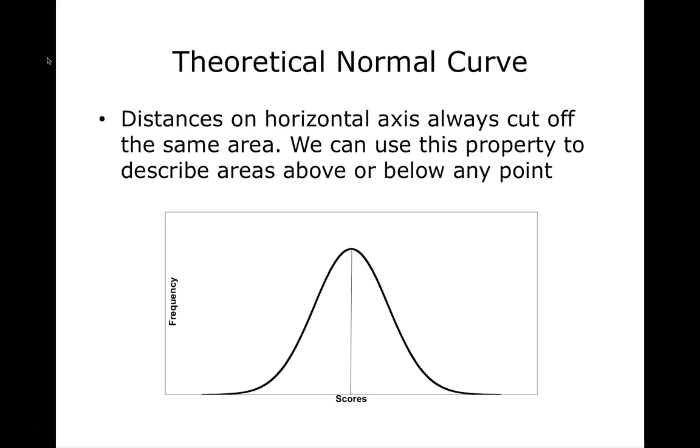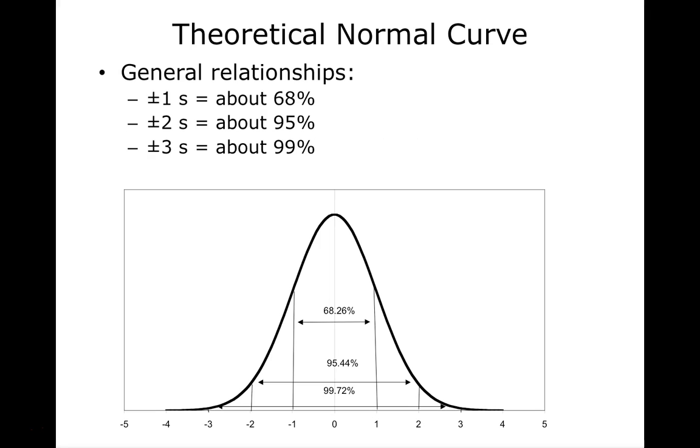And so the distances on the horizontal axis always cut off the same area. So the space between the middle of this distribution and over here is the same as the space between here and over here. And so we can use this property to describe areas above or below any point in this distribution. And I'll demonstrate this in a moment.